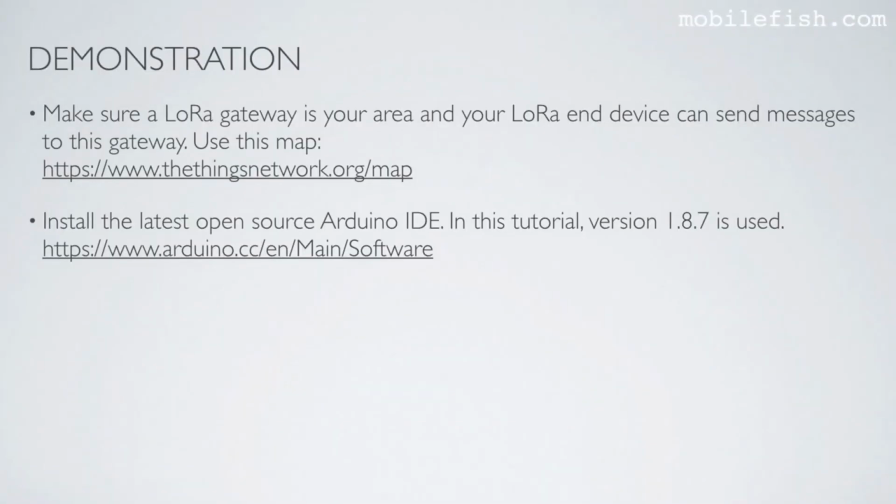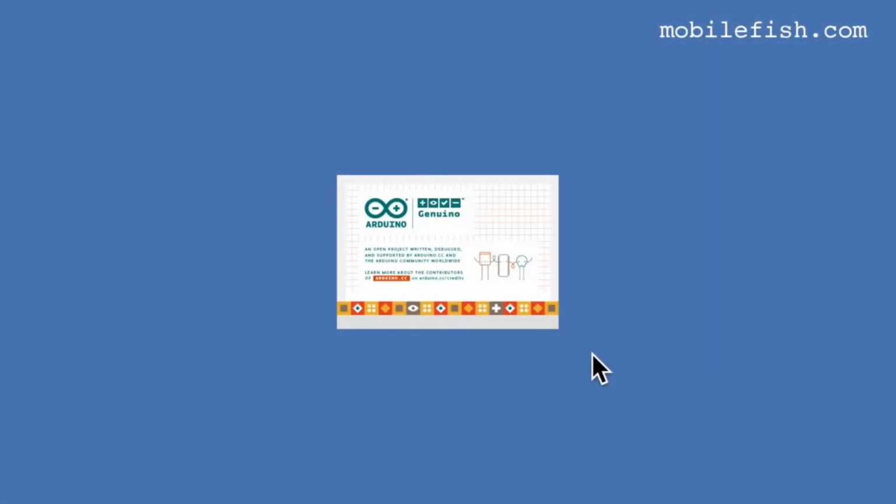Install the latest open source Arduino IDE. In this tutorial, version 1.8.7 is used. The Arduino IDE can be found at this location. In this tutorial, I assume you already installed the Arduino IDE. Start up the Arduino IDE.